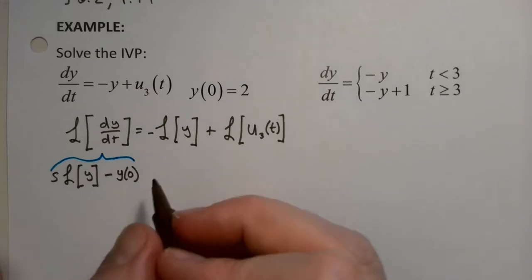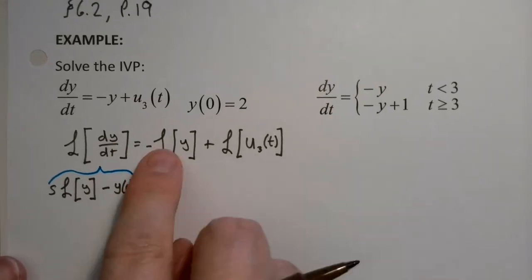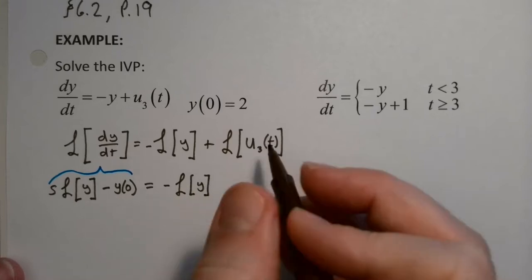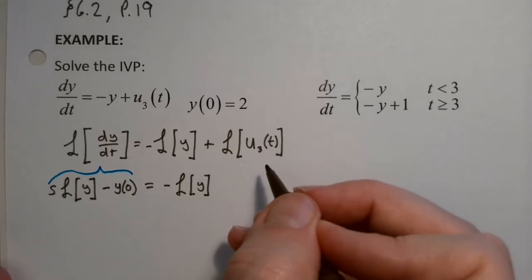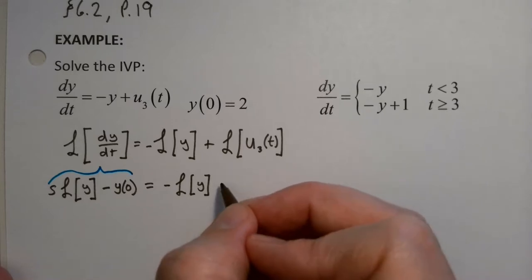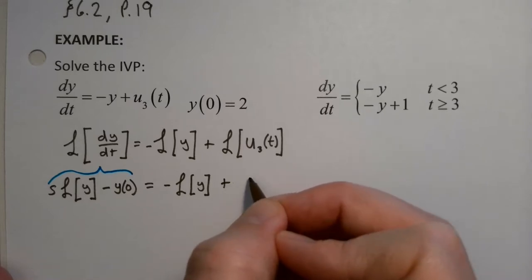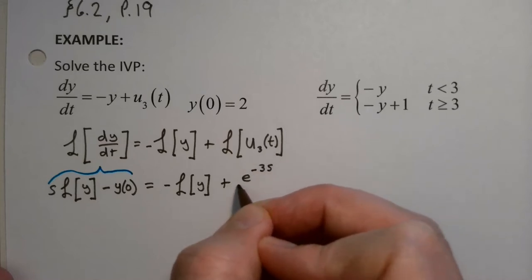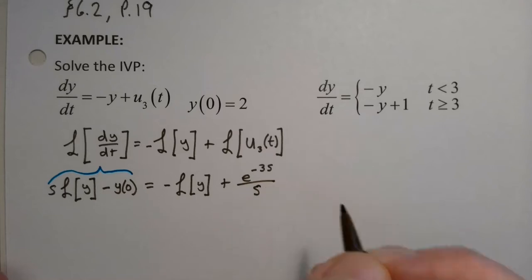And that's going to be equal to, the other side is just minus the Laplace transform of y. Nothing we can do with that guy for right now. And then it's the Laplace transform of the unit step function, which we already know is just e to the minus 3s over s. Right?